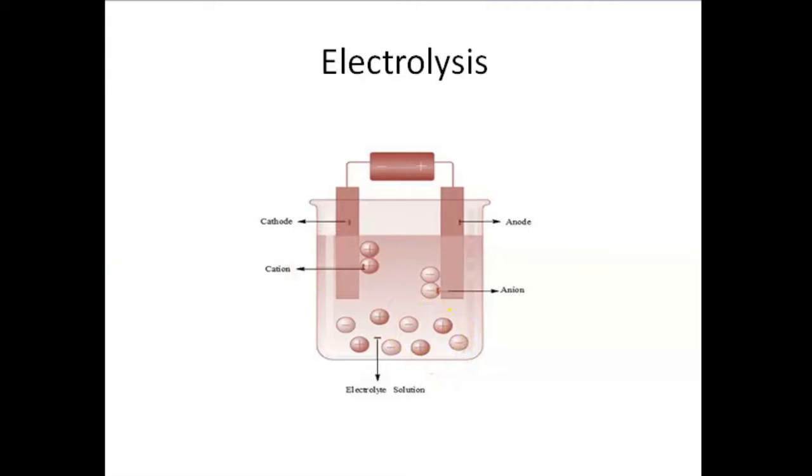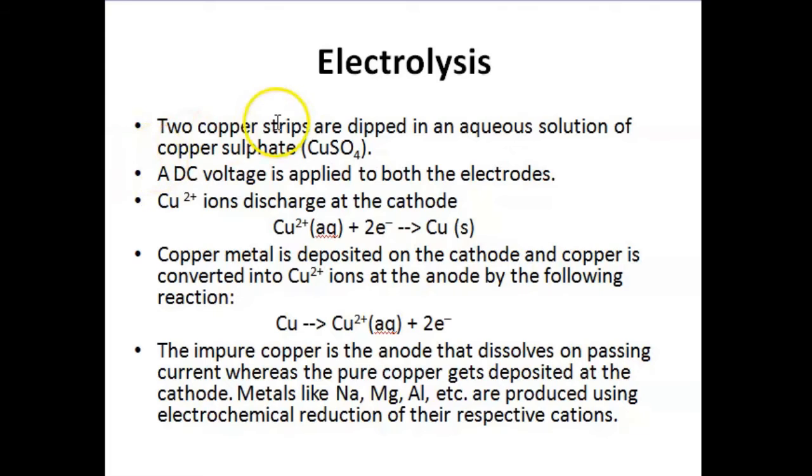So if we see in elaborate, we take here two copper strips. They are dipped in an aqueous solution of copper sulfate, and then a DC voltage is applied to both the electrodes, and copper ions will discharge at the cathode, that is Cu2+ plus 2 electrons will give us Cu. Copper metal is being deposited on the cathode and copper is converted into Cu2+ ions at the anode. The reaction is Cu will give us Cu2+ plus 2 electrons.